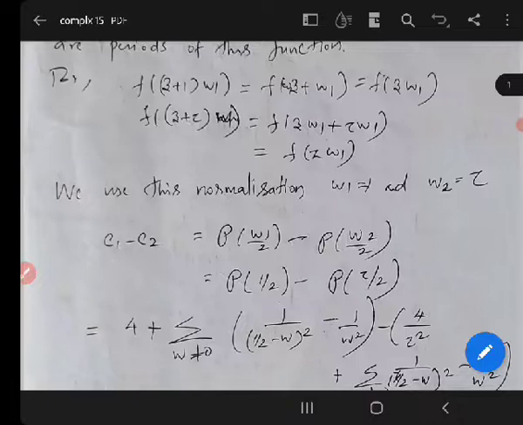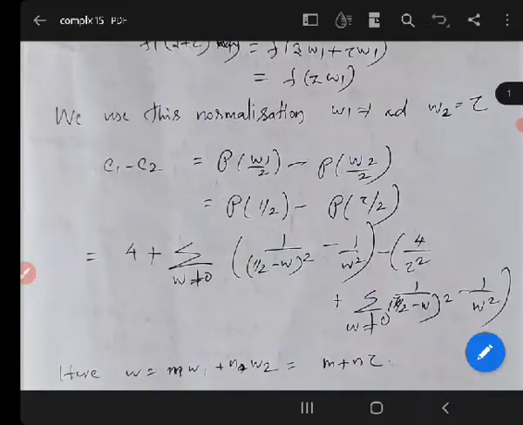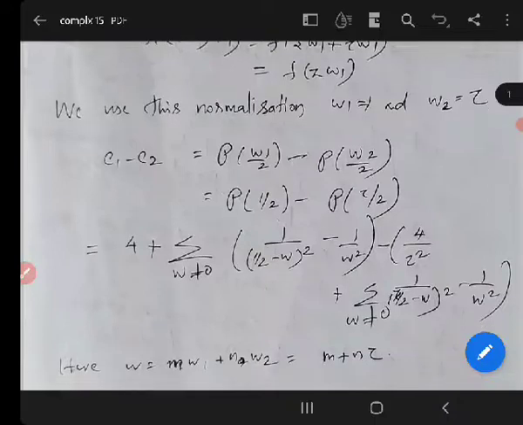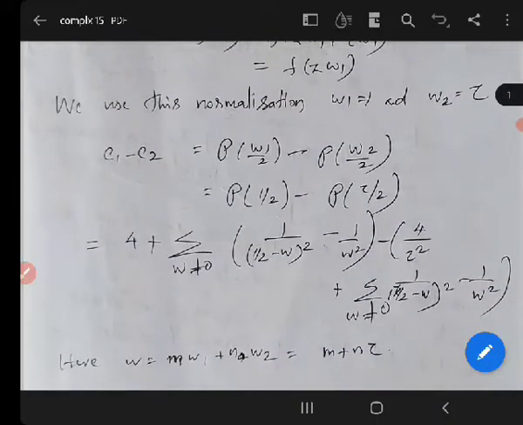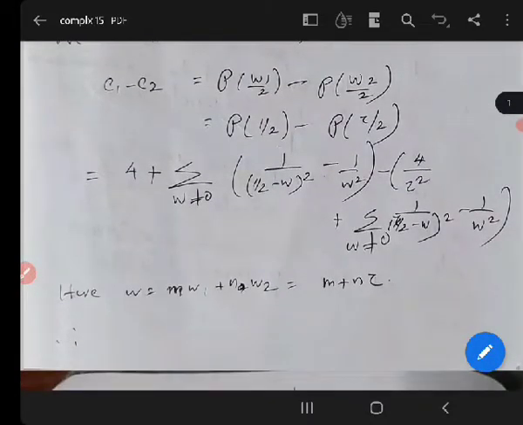Now we use this normalization omega 1 equal to 1 and omega 2 equal to tau, so that e1 minus e2 will become the Weierstrass P function, P of omega 1 by 2 minus P of omega 2 by 2. And we know that omega 1 is 1 and omega 2 is tau, so it will become P of 1 by 2 minus P of tau by 2, which, by the definition of the P function, is equal to what?